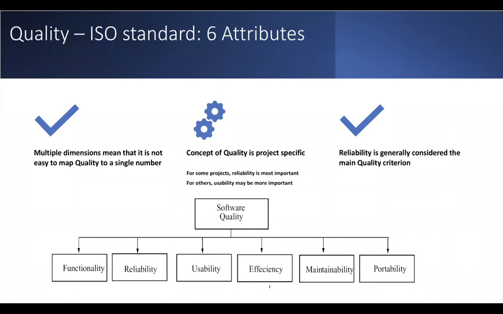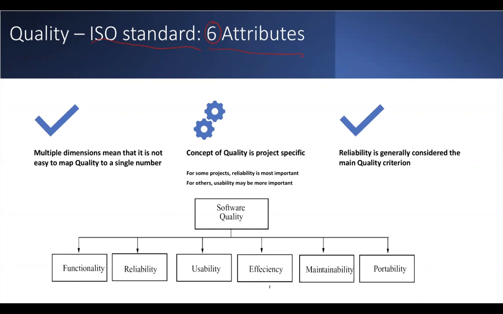So using the ISO standards, we use 6 attributes to identify the quality of a software. Multiple dimensions means we have 6 attributes, so we are not using just one feature or one attribute to describe the quality. In other words, we don't say efficiency is a measure of quality. When you use efficiency only, that's one dimension, but it's unfair to use efficiency only as an attribute to determine the quality of a software. Using the ISO standard, you have to use the 6 attributes.